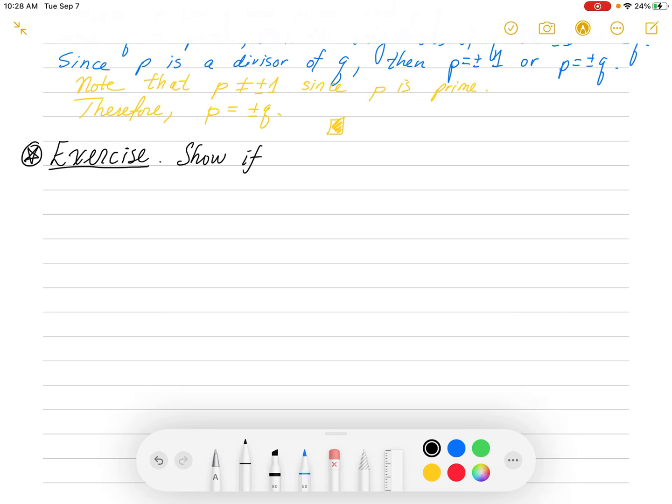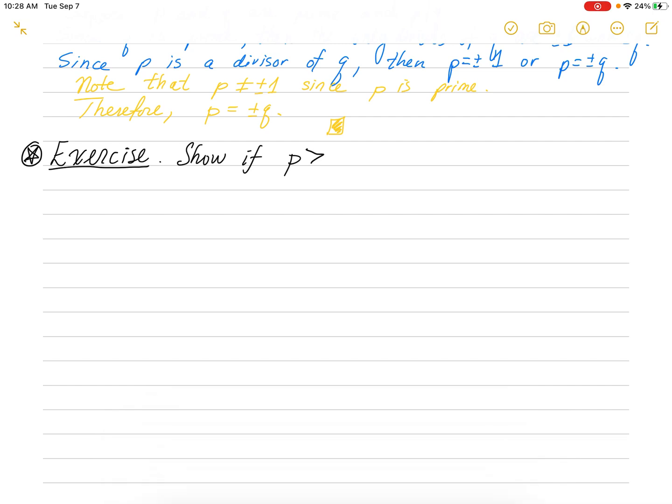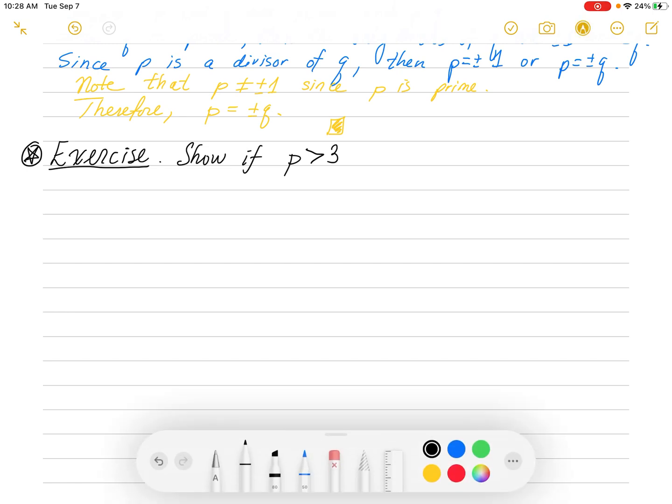Show if P greater than 3 is prime. So let's say I have a prime that's bigger than 3. Then that means that P squared plus 2 is necessarily not prime.